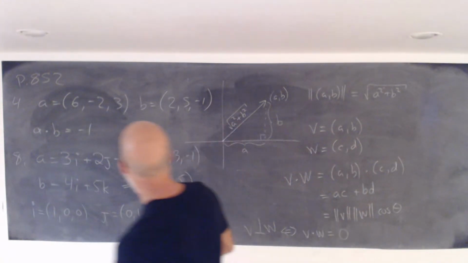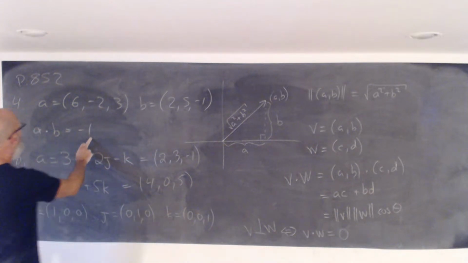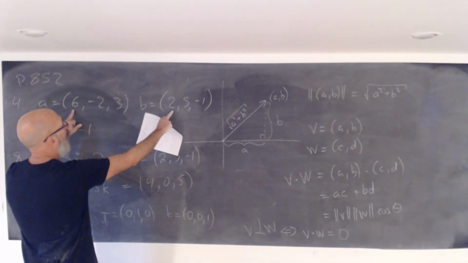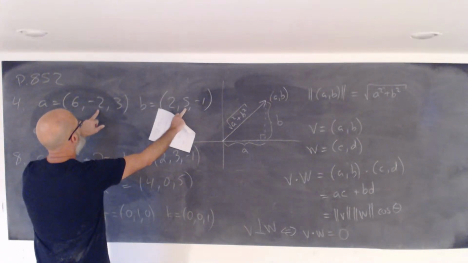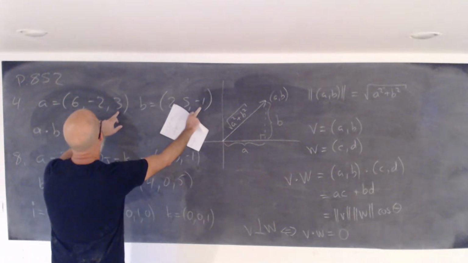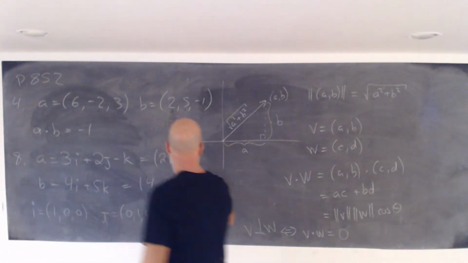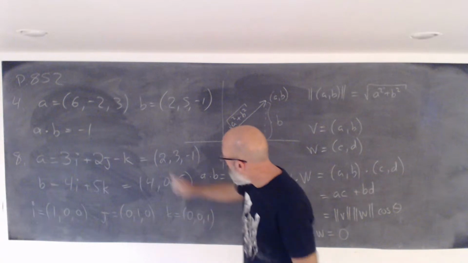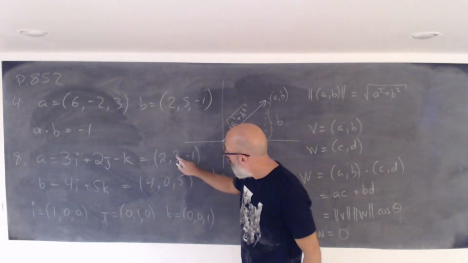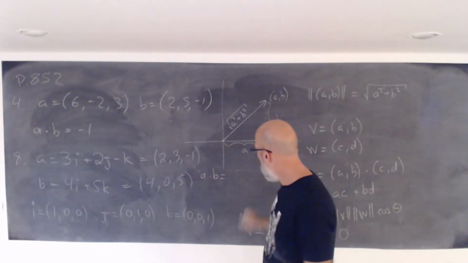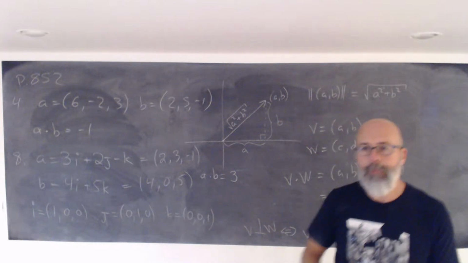Isn't it minus 5 for A dot B, you mean? What do we get? 12 minus 10 is 2. 2 minus 3 is minus 1. I want to say minus 1. Right here, A dot B. What is A dot B? 8 plus 0 is 8. Minus 5 is? 8 minus 5 is 3.